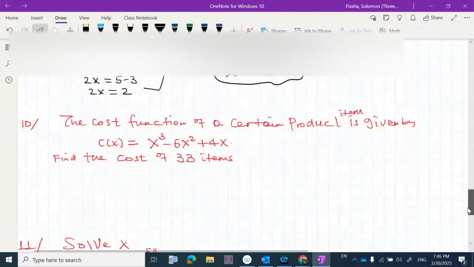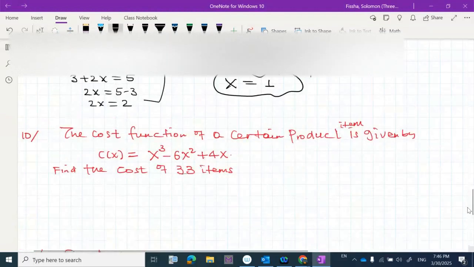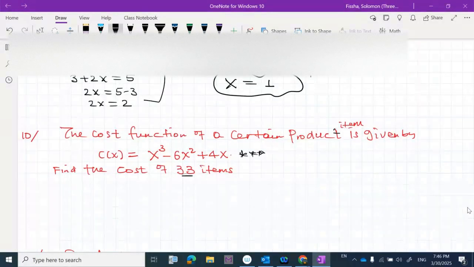Well, this is straightforward. This is just simple substitution. As you can see here, the cost function of a certain item is given by this equation. You don't have to worry about this one; this is just the equation given to you. Find the cost of 33 items. So basically you are calculating C of 33. That means you plug in 33 instead of x.